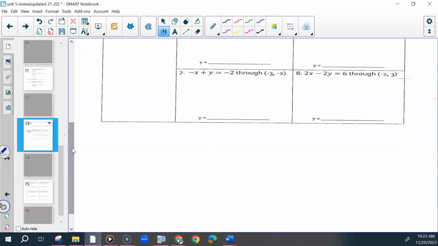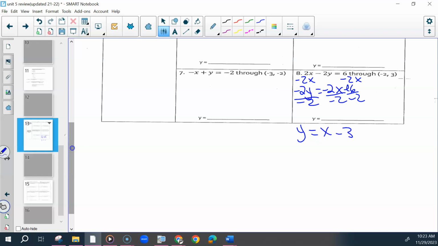Okay, for this one, we have to solve this, get it back into slope-intercept form by subtracting 2x. Dividing everything by -2. I'll write this under here. So this equation would be y equals 1x, which is x minus 3.